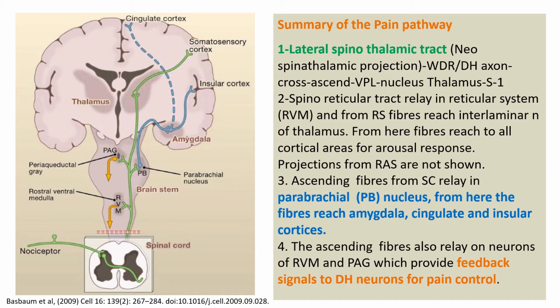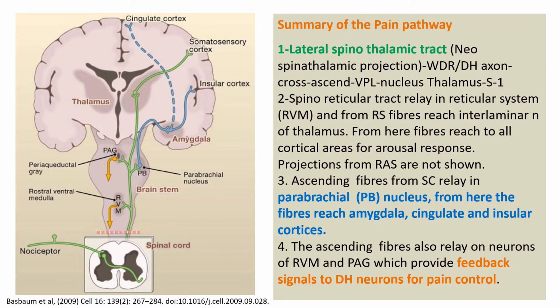The collaterals given to the parabrachial nucleus, from here the axons of the parabrachial nuclear fibers reach the amygdala and then the insular cortex, cingulate cortex, or the hypothalamus. They form a component of the paleo-spinothalamic tract. The blue one forms the paleo-spinothalamic tract because this will carry the affective component of the pain sensation.